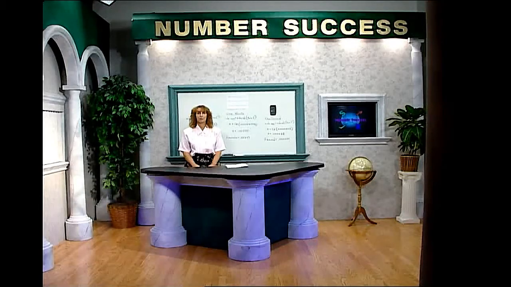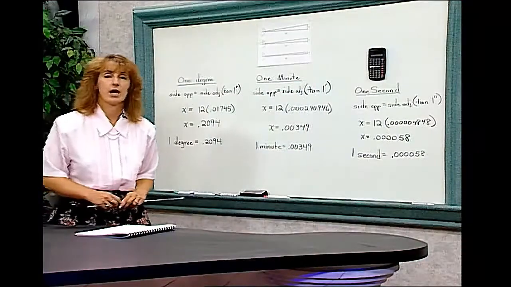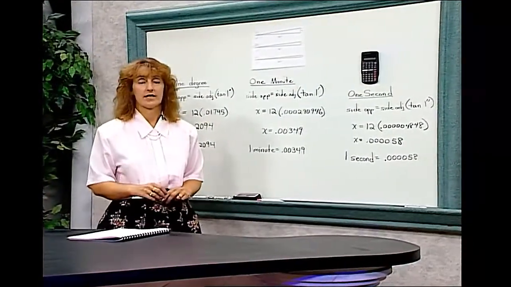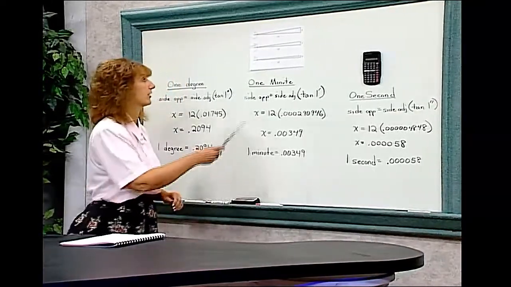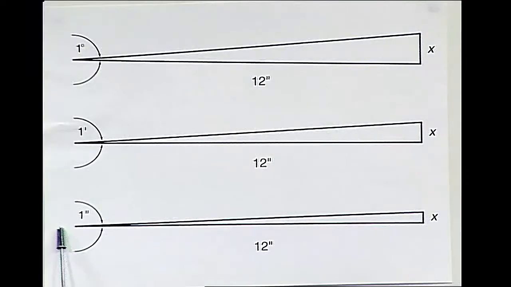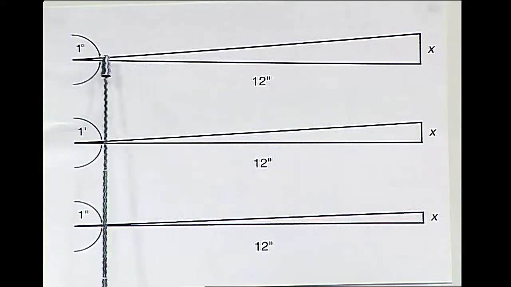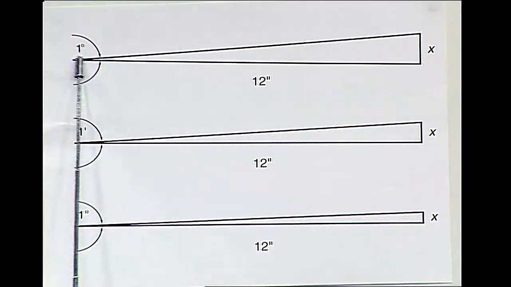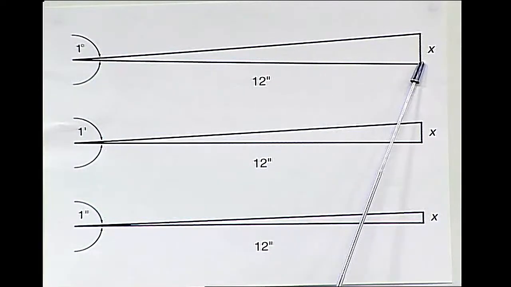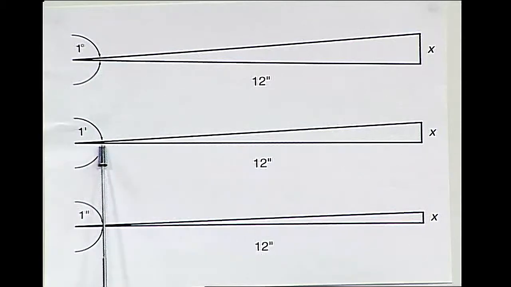A comparison of the length of 1 degree, 1 minute, and 1 second. To give you an idea of how small a degree is, how small a minute is, and how small a second is, we have a chart here. Let's say we had a 12-inch line. If we start out with a 12-inch line and we make this angle 1 degree, we know that we can find this length here. Same thing if we make this angle 1 minute or 1 second.